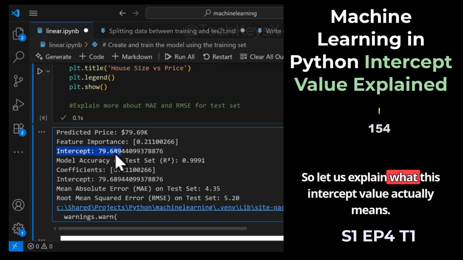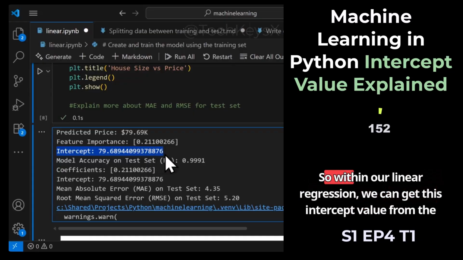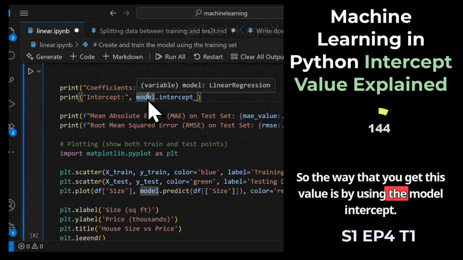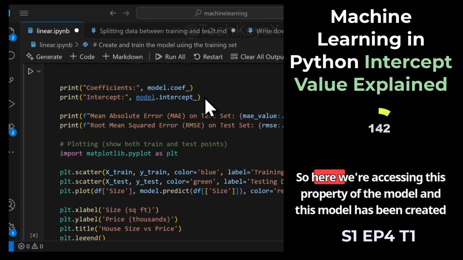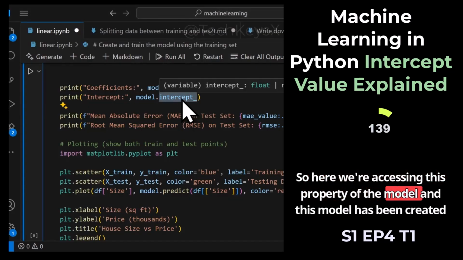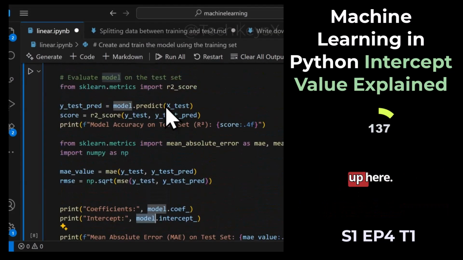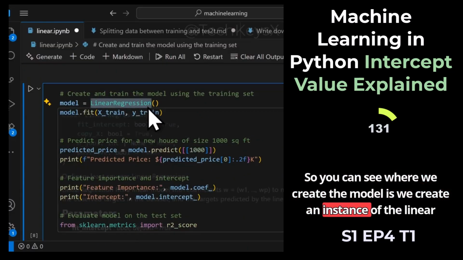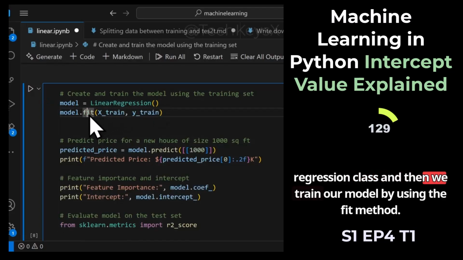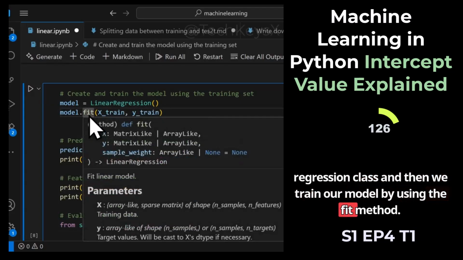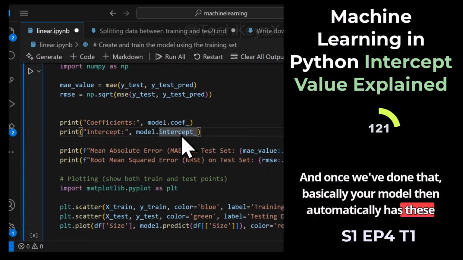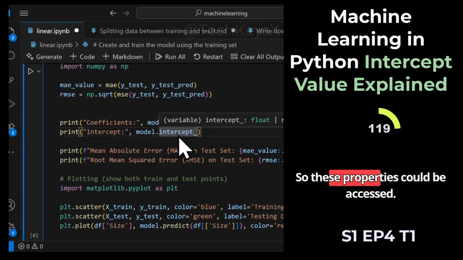So let's explain what this intercept value actually means. Within our linear regression, we can get this intercept value from the model. The way you get this value is by using the model intercept. Here we're accessing this property of the model, and this model has been created up here. We create an instance of the linear regression class, and then we train our model by using the fit method. Once we've done that, your model automatically has these variables populated within it, so these properties can be accessed.